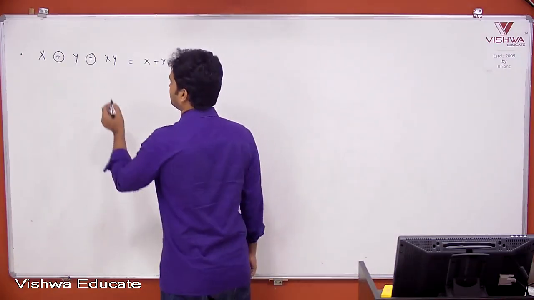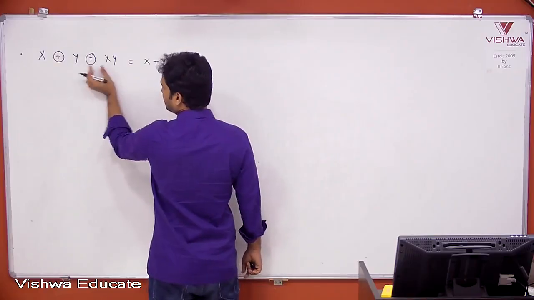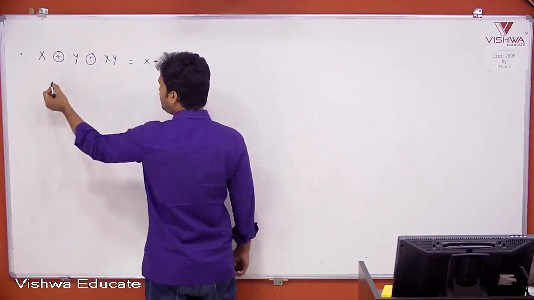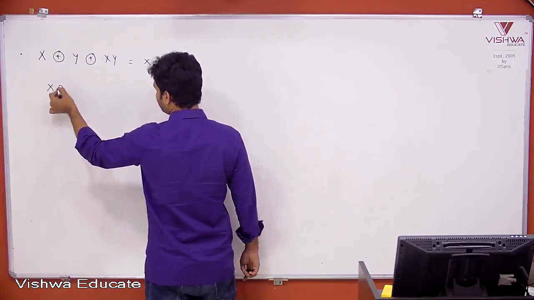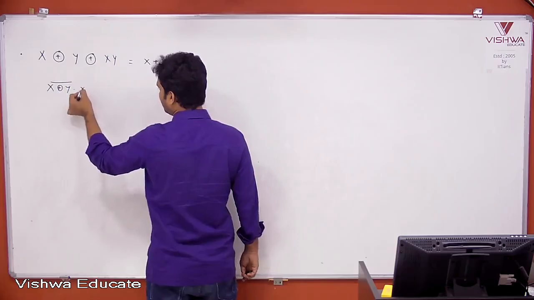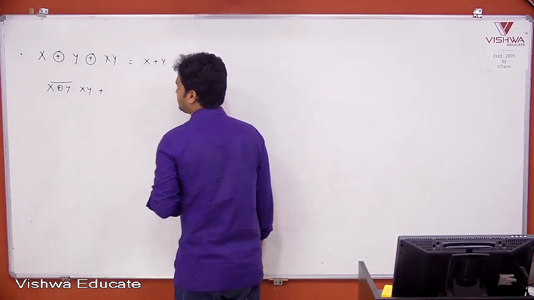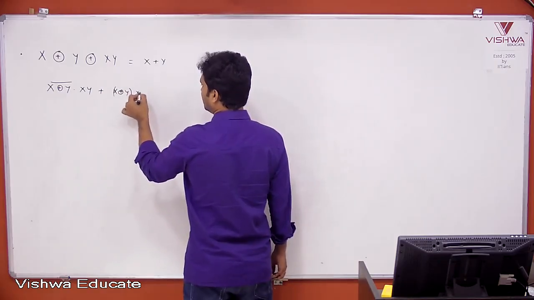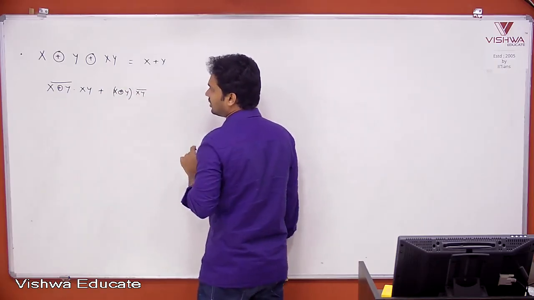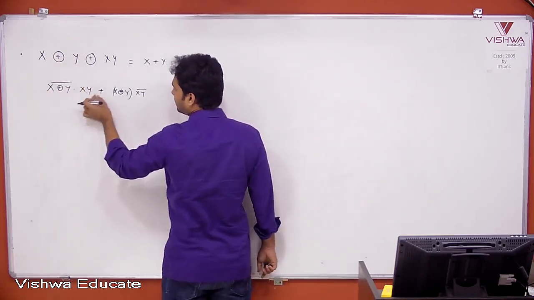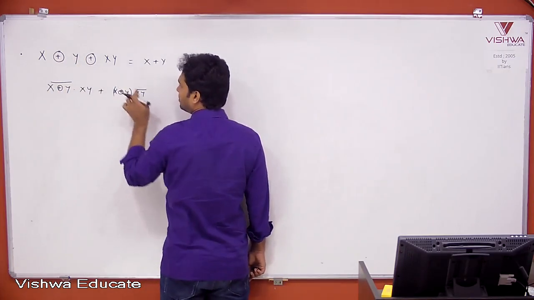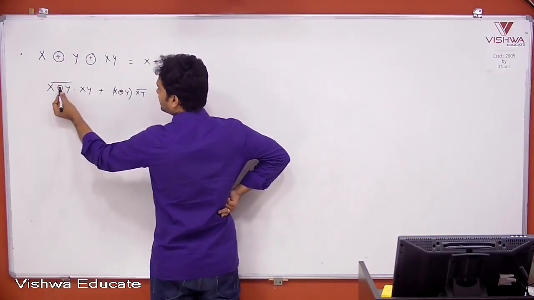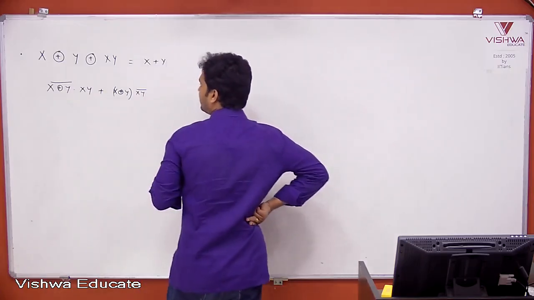Let us prove this. You take this total as A, this as B. Then what is A XOR B? A bar B plus A B bar. Is it okay? A bar into B plus A into B bar. I am taking this as A, this as B. From this, what is X exclusive OR Y whole bar?